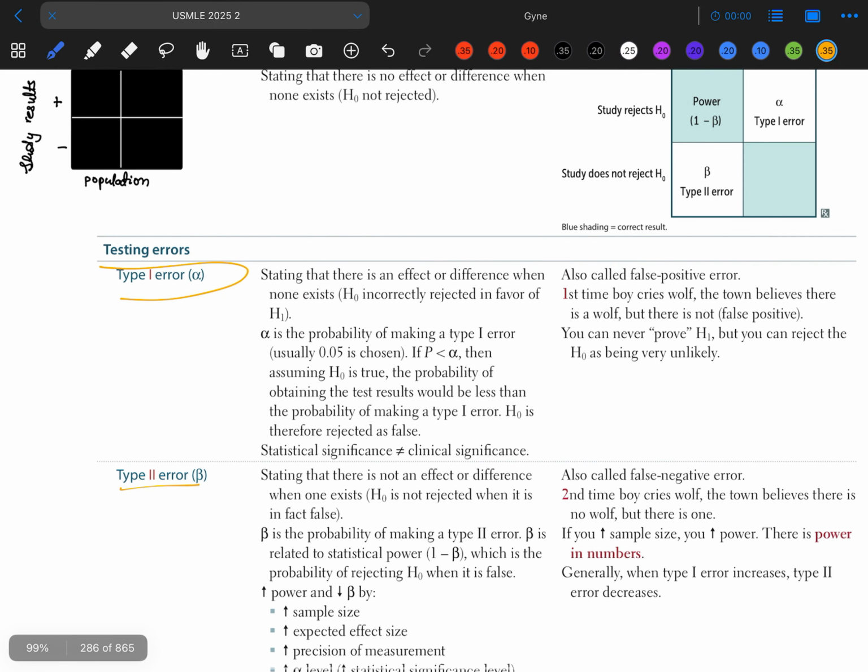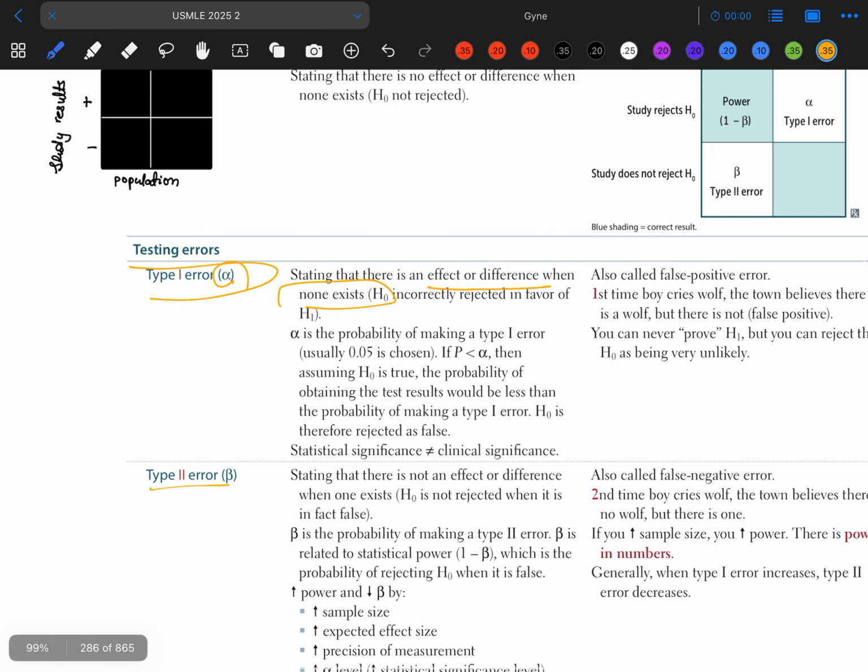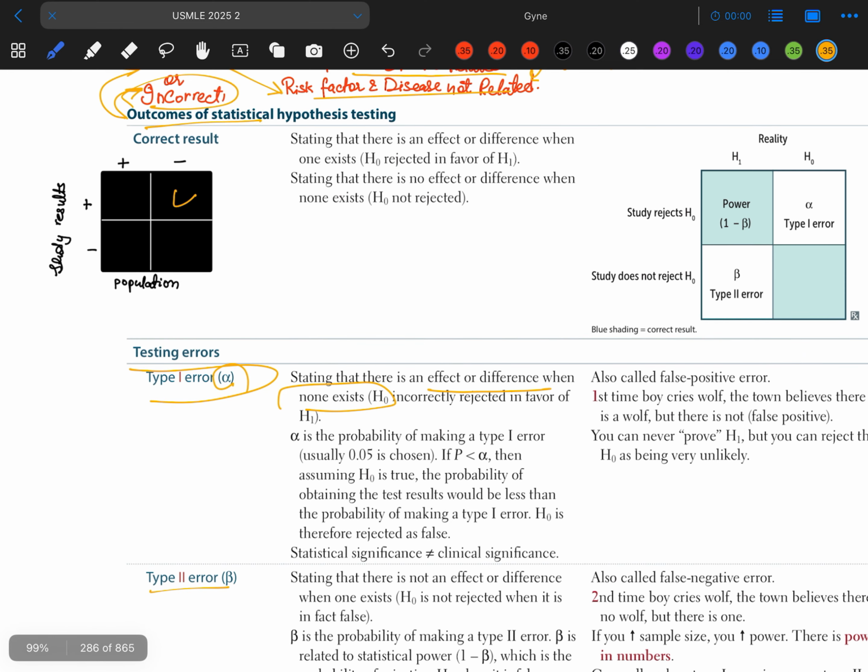Let's break that down. A type 1 error is when you say there's an effect, but there actually isn't. That's a false positive. You rejected the null and accepted the alternative, but you were wrong. In hypothesis terms, you rejected something true. Type 1 error is marked by alpha. If you check your 2x2 table, alpha is where you find the false positives.